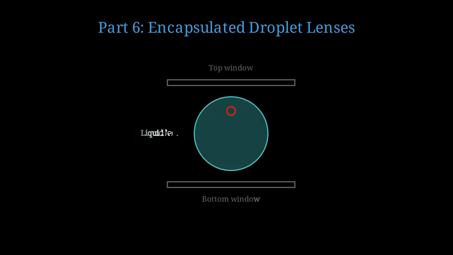For robust devices, we encapsulate droplets between substrates or within chambers. This prevents evaporation and provides mechanical stability. A typical encapsulated design has transparent windows top and bottom, with the liquid droplet suspended between them. An aperture defines the clear optical zone.